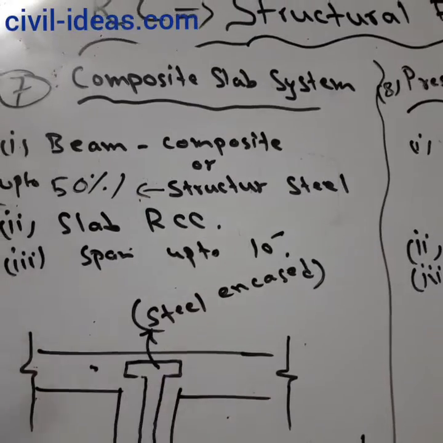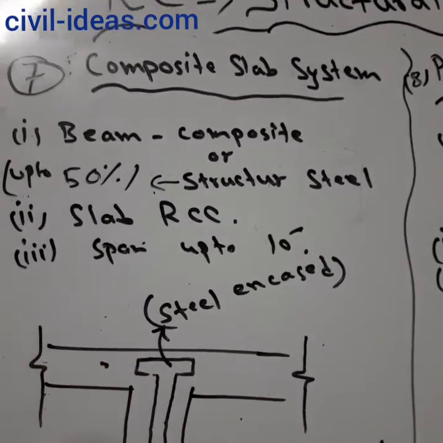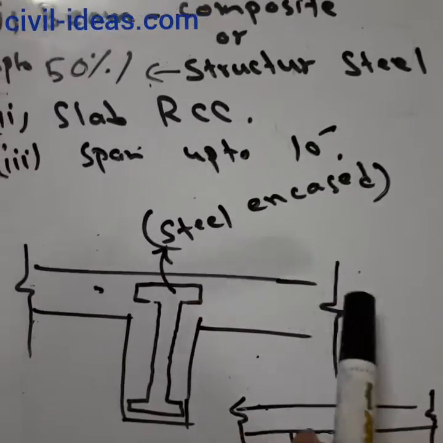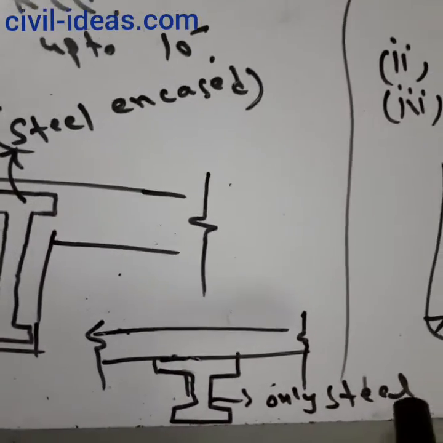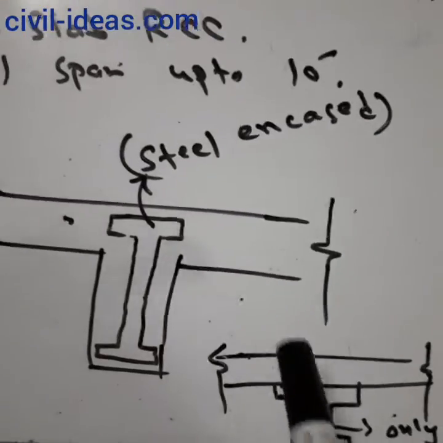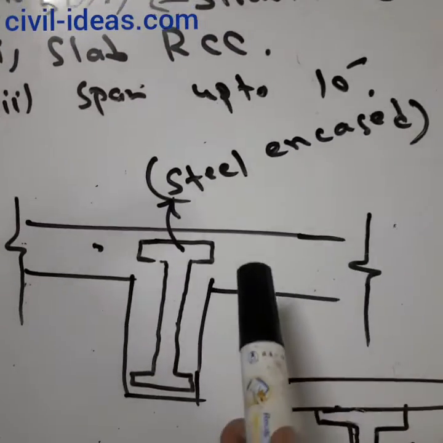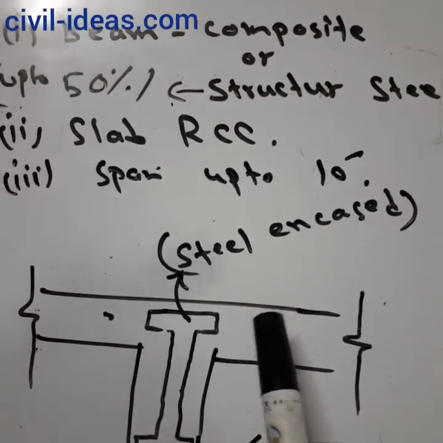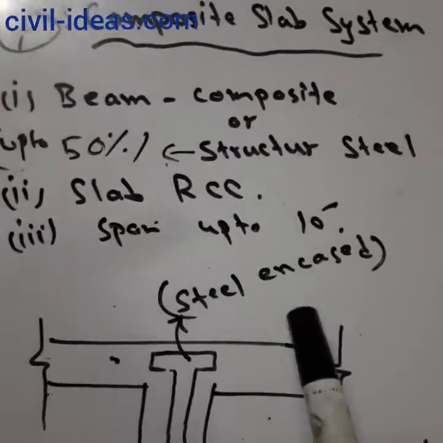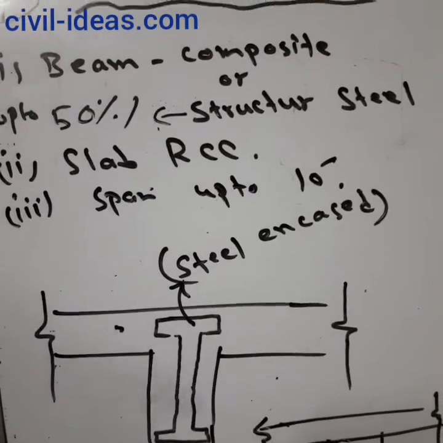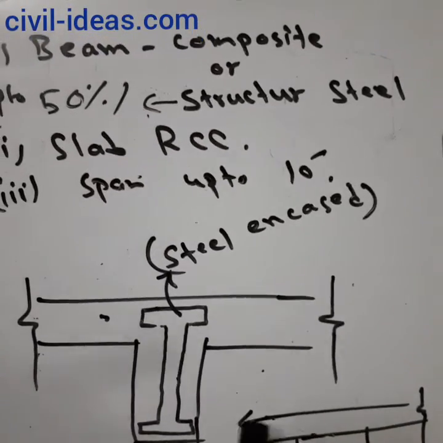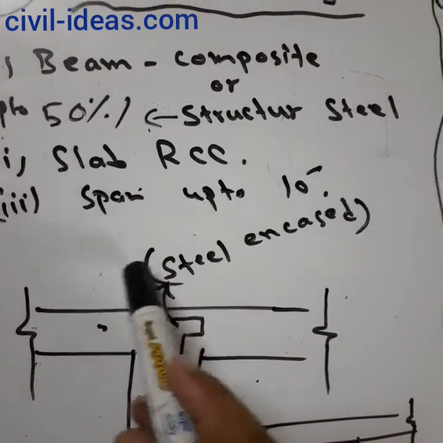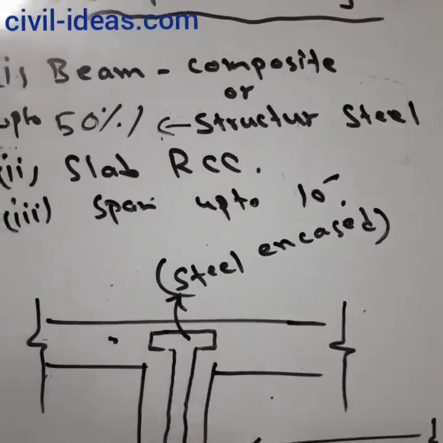The seventh type of slab system is the composite slab system. In this type of slab system, the slab is a normal RCC element, but the beams are structural steel members, or the structural steel is encased in concrete. This type of slab system is composite because the structural steel beam is encased in the concrete. It is normally designed for normal loads, and spans up to 10 feet.